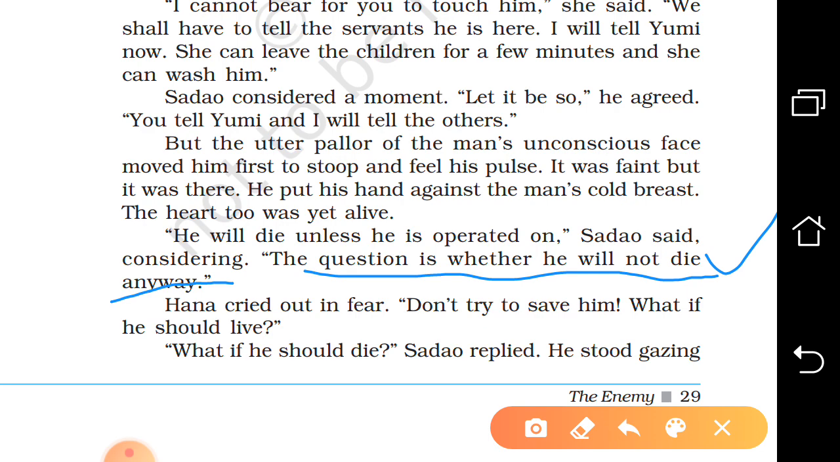Hannah cried out in fear, "Don't try to save him. What if he should live?" In that case, what is the sense of making him alive? "What if he should die?" said Shadow. He stood gazing. Okay.